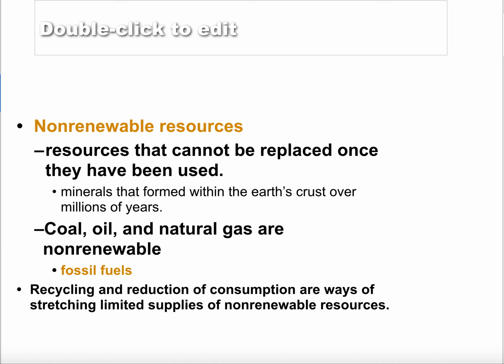Then we compare that to a non-renewable resource. So just the polar opposite. These do not get replaced.